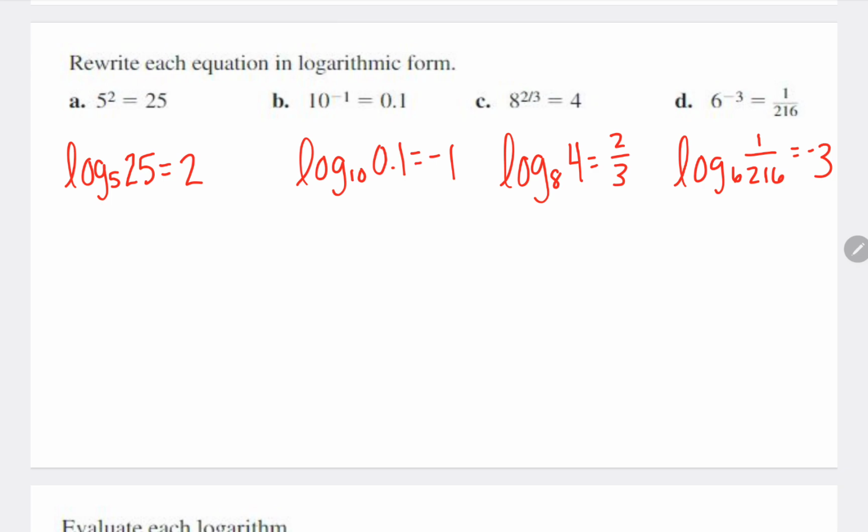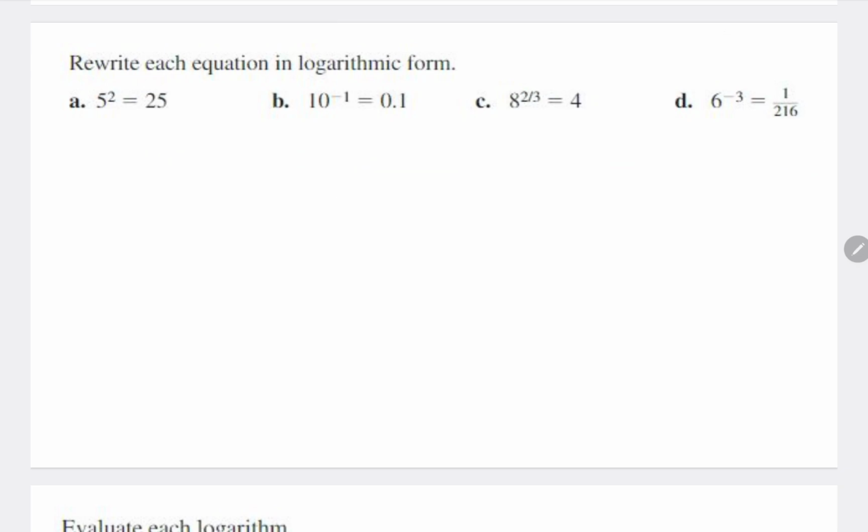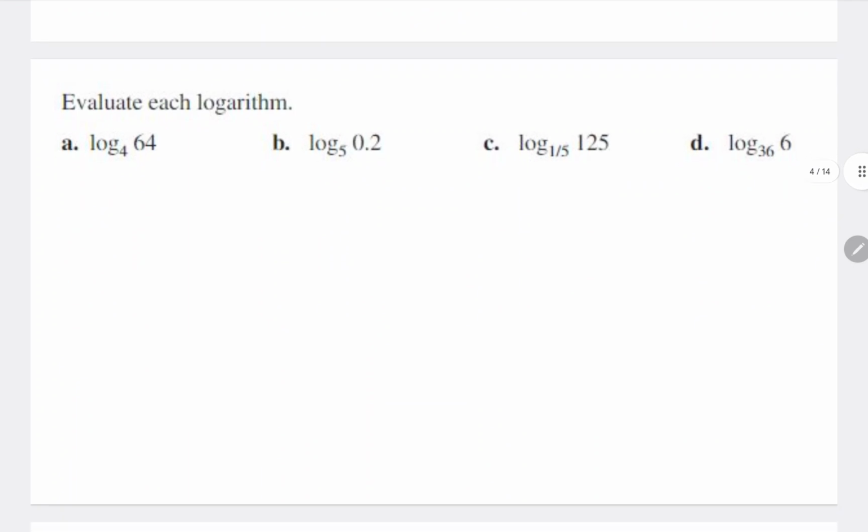So now that we know how to go back and forth between them, let's use that to evaluate some logs. So if I want to know what log base 4 of 64 equals, what I'm really trying to find is what exponent of 4 gives me an answer of 64. We know that 4 to the third power is 64, so log base 4 of 64 is 3. That's my answer.